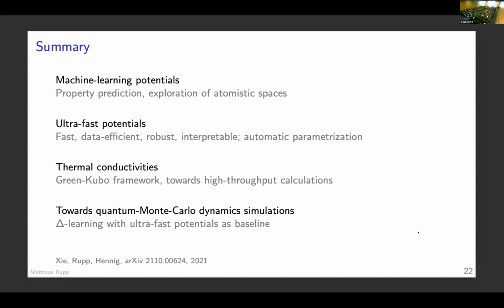So maybe it would be a good idea to have a benchmarking suite where you can plug in your potential and it runs some of those tests for you, like it submits a dynamic simulation. That could be a potential way forward out of this dilemma, I would say.